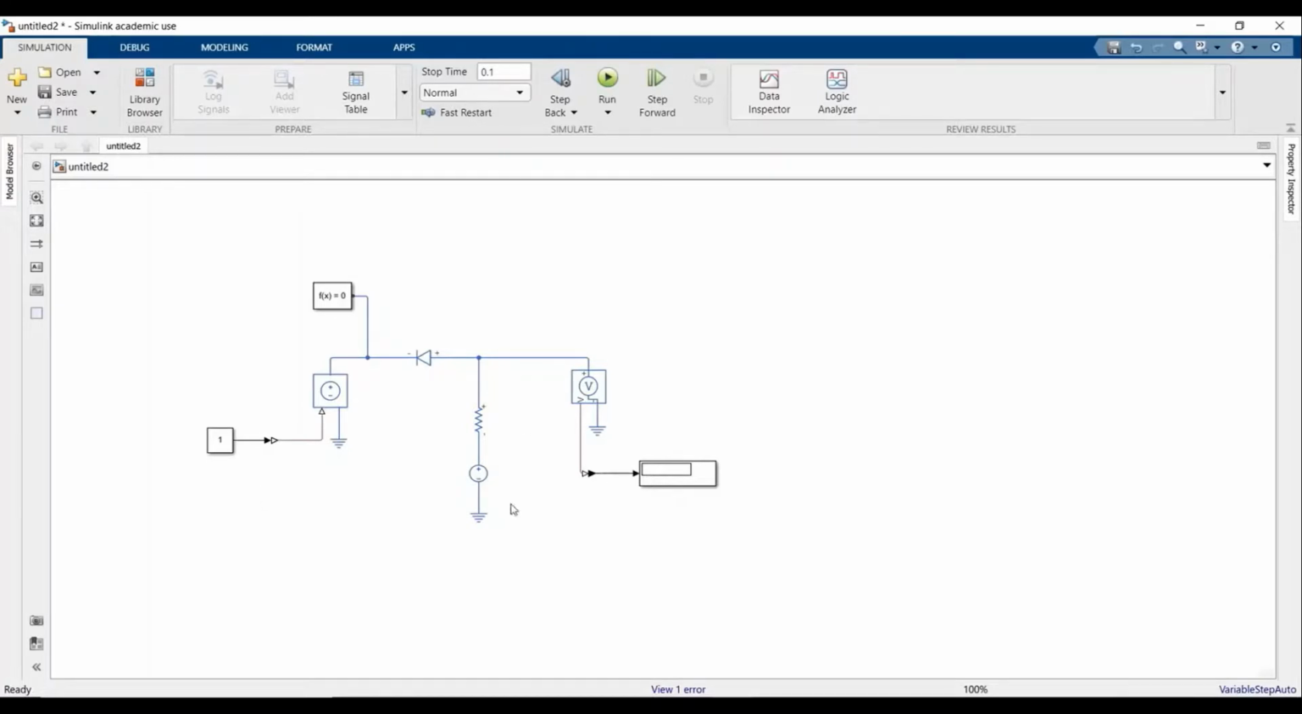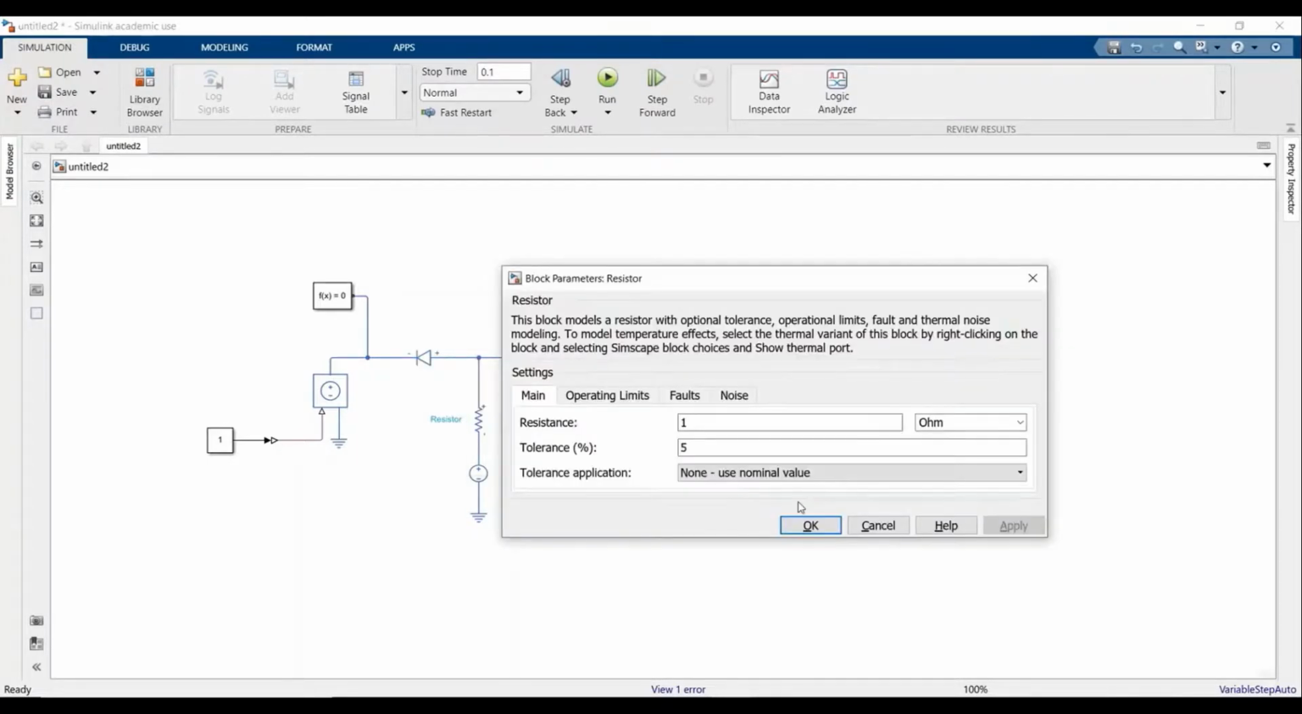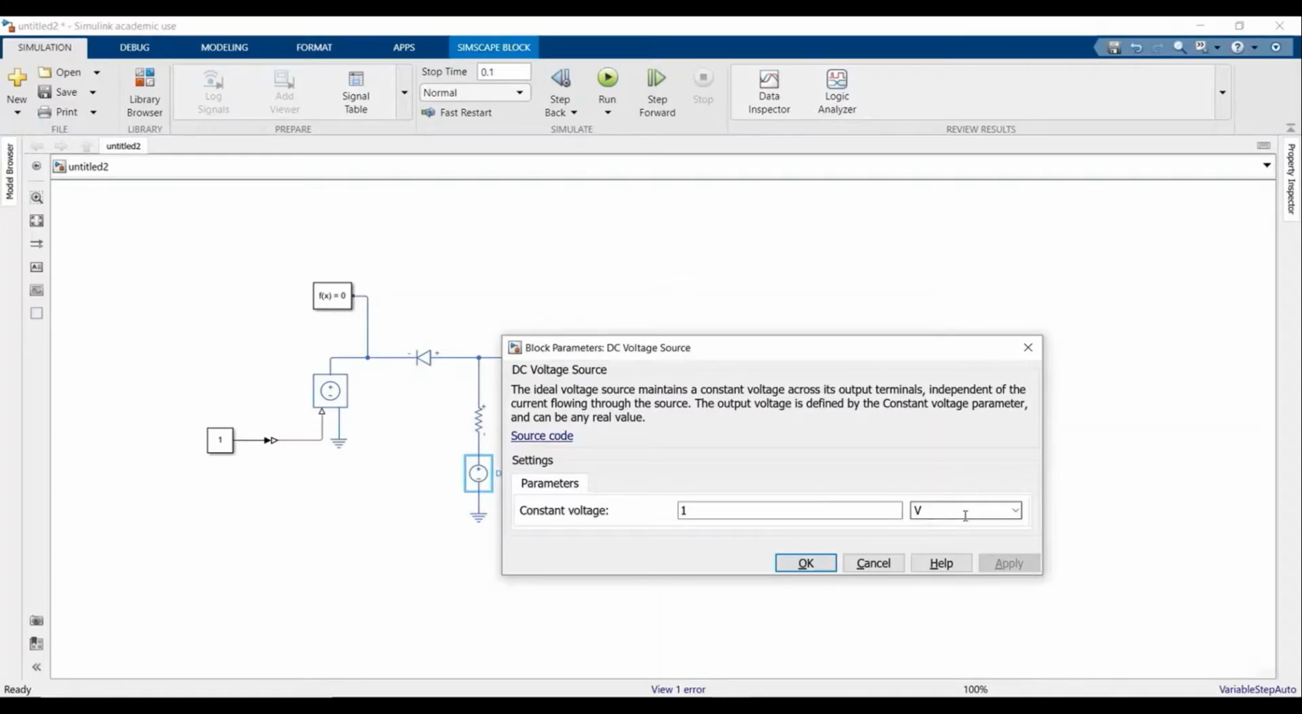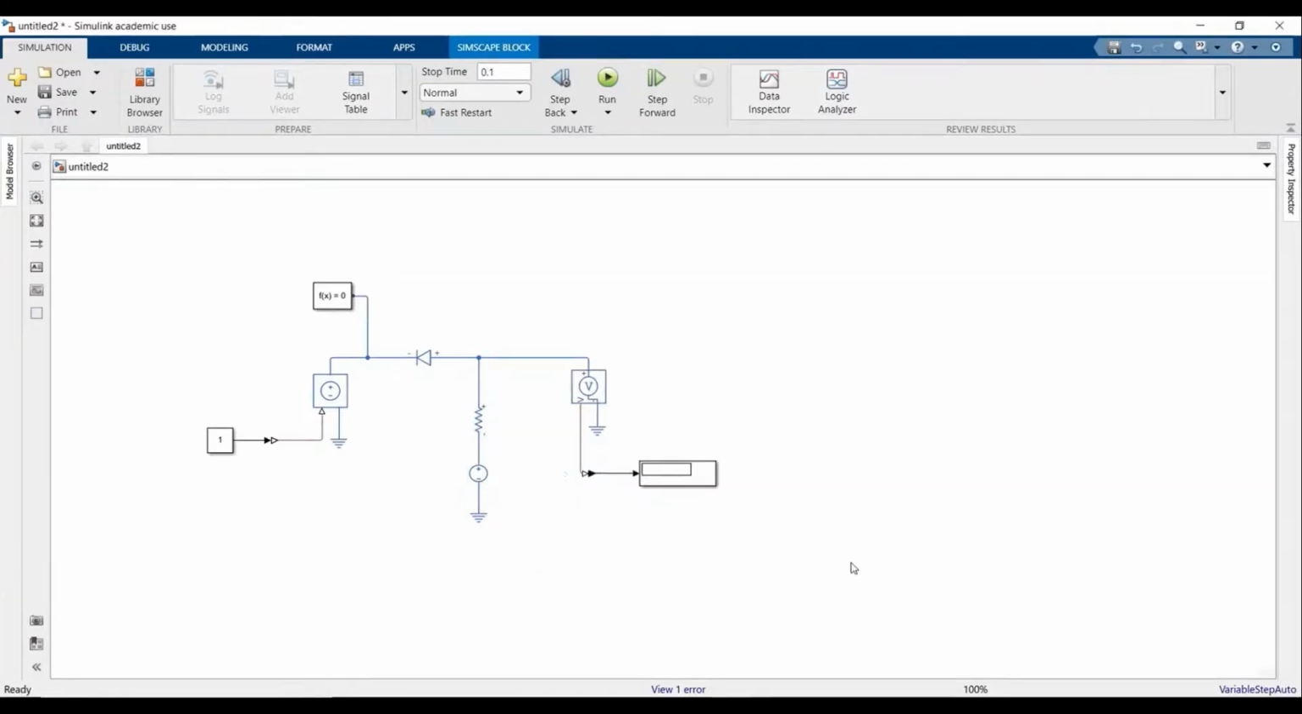Again, I haven't configured the default values. The circuit is all in the default values. I haven't configured it to what I want. So the resistor, I need 1 kilo ohm. The DC voltage, I need 12 volts. And then here, I want the input to be 0 or 5. Okay, so start with 0.